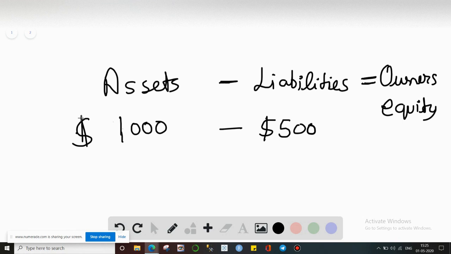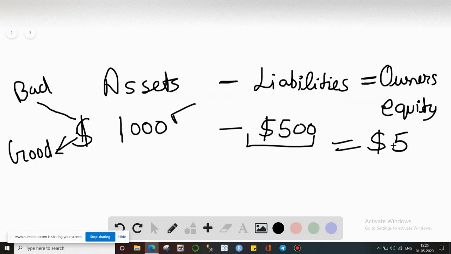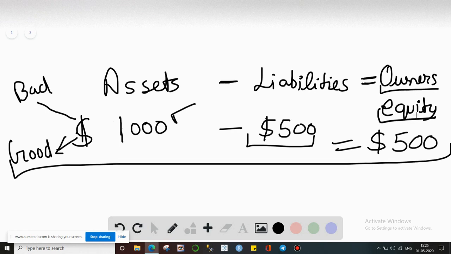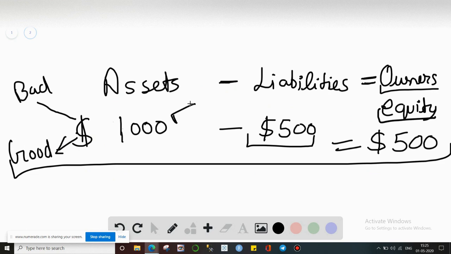Previously it was from a bad customer before the exchange. Now after the exchange it is a good customer, but it is still $1,000. Liabilities are still $500 from the previous example. So what will be the owner's equity? $500. So our question says that it will not make any difference to owner's equity if there is an exchange of an asset for an asset. Now we have understood the accounting equation and the effect of exchange of an asset for an asset on the owner's equity. So there is no impact on the owner's equity.